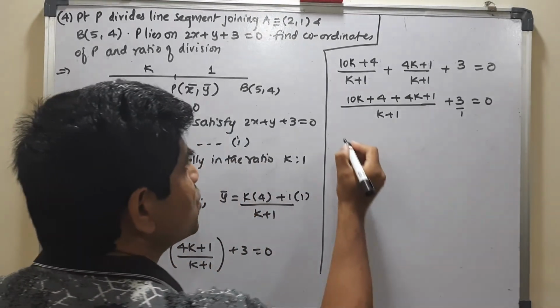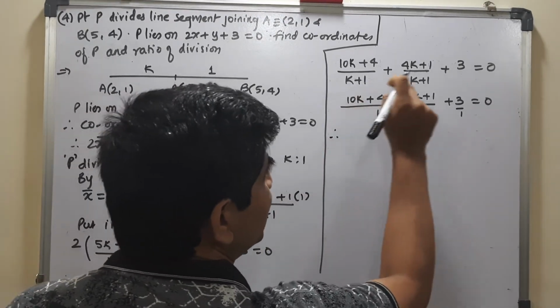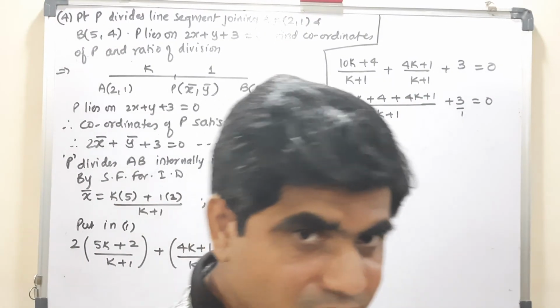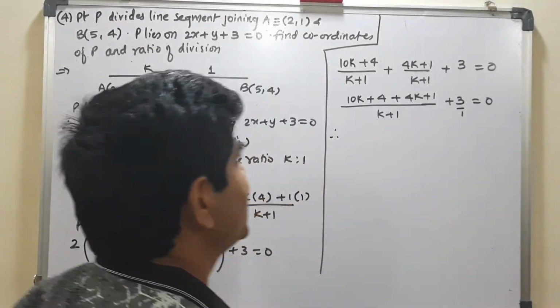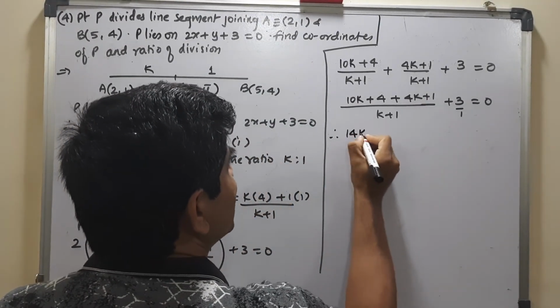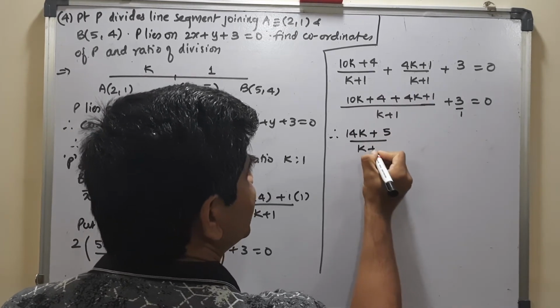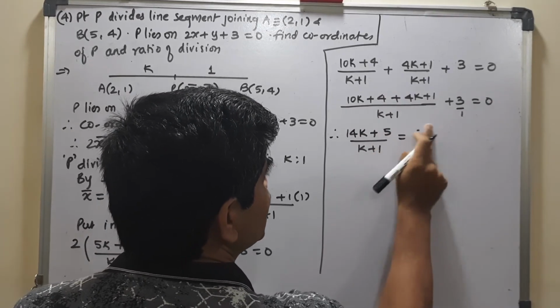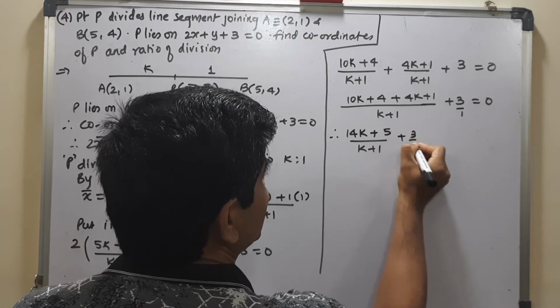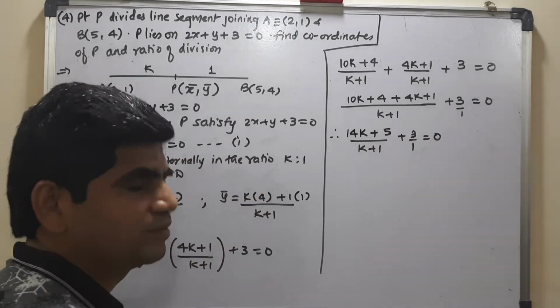So solving this, what we get, 10k and 4k are like terms. So you can add them. 10k plus 4k is your 14k. 4 plus 1 is your 5 upon k plus 1 plus 3 by 1 is equal to 0.